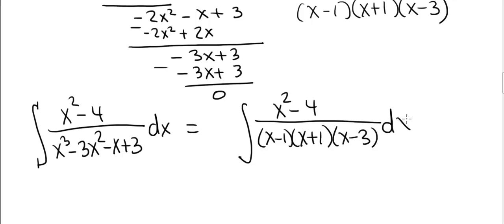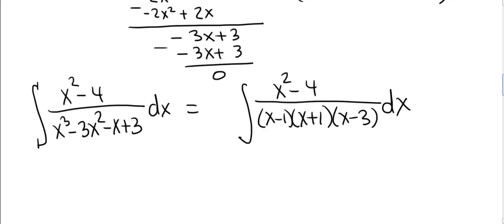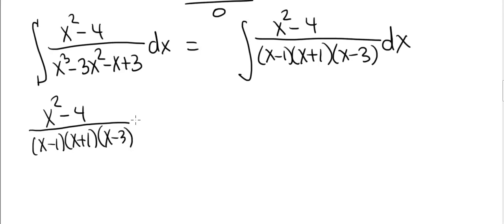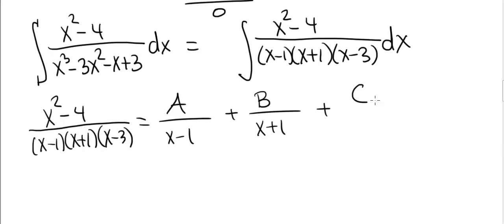So we'll use partial fraction decomposition to break down this rational function. (x² − 4) divided by (x − 1)(x + 1)(x − 3) can be expressed as a constant A over (x − 1), plus another constant B over (x + 1), plus another constant C over (x − 3).